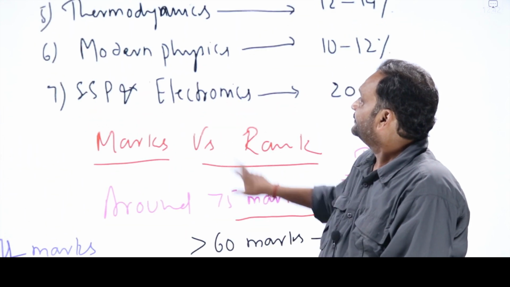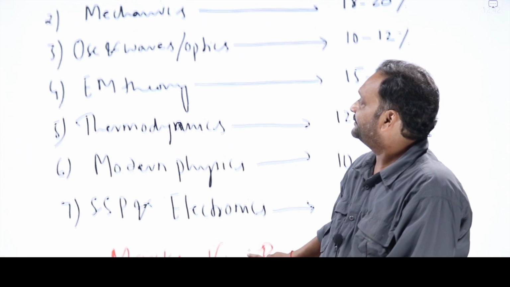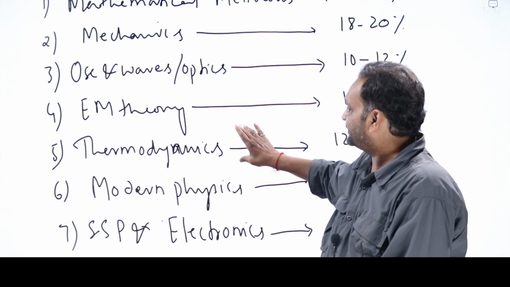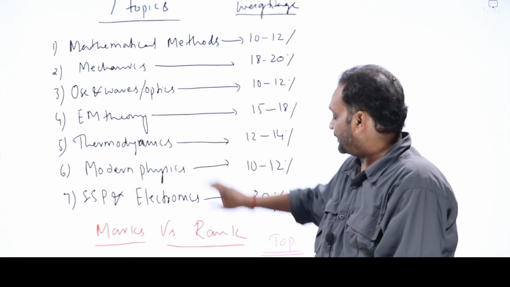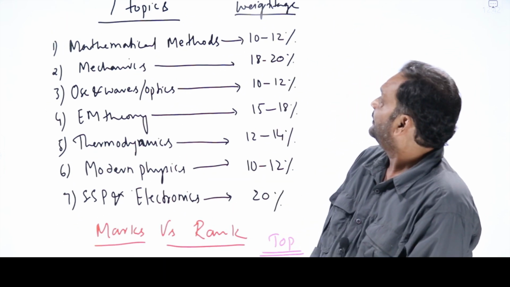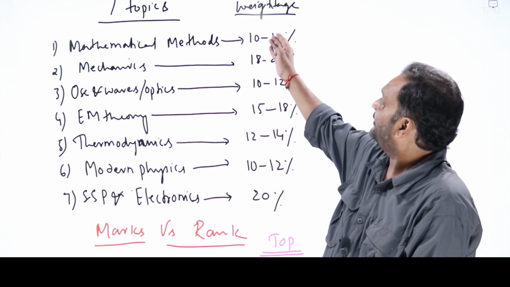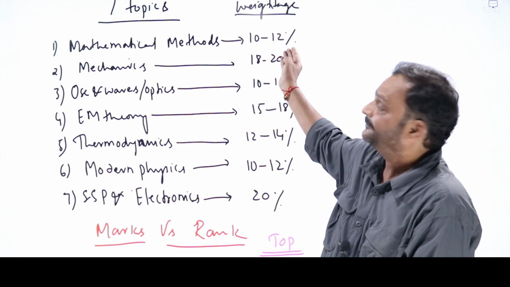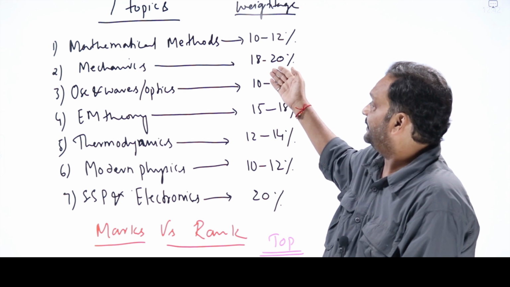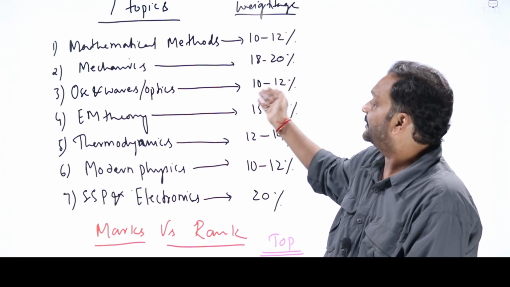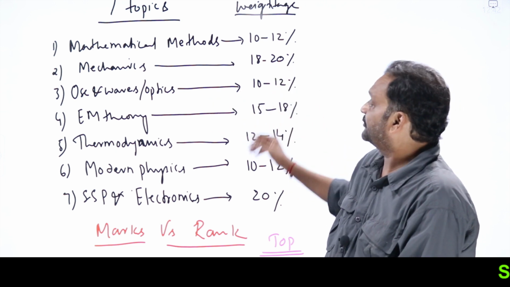There are 7 topics in physics. The first topic is mathematical physics, mathematical methods, and the weightage of marks is around 10 to 12%. Mechanics covers around 18 to 20%. Oscillations, waves and optics, 10 to 12%.